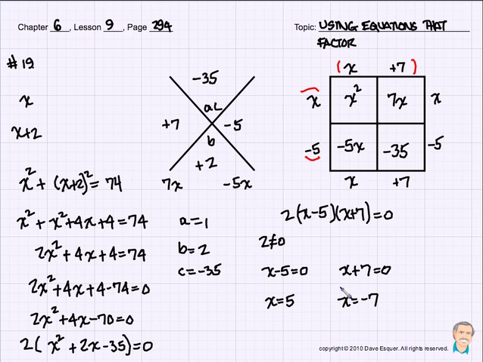And it says the sum of the squares of two consecutive odd positive integers. So we have to discount x is equal to negative 7 because that's not a positive integer. And the only solution that's going to work for us is x is equal to 5, our final solution.